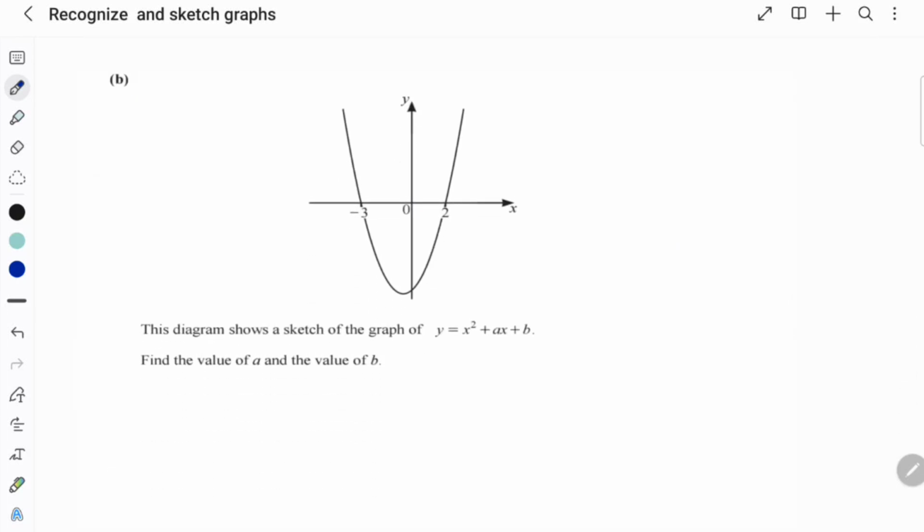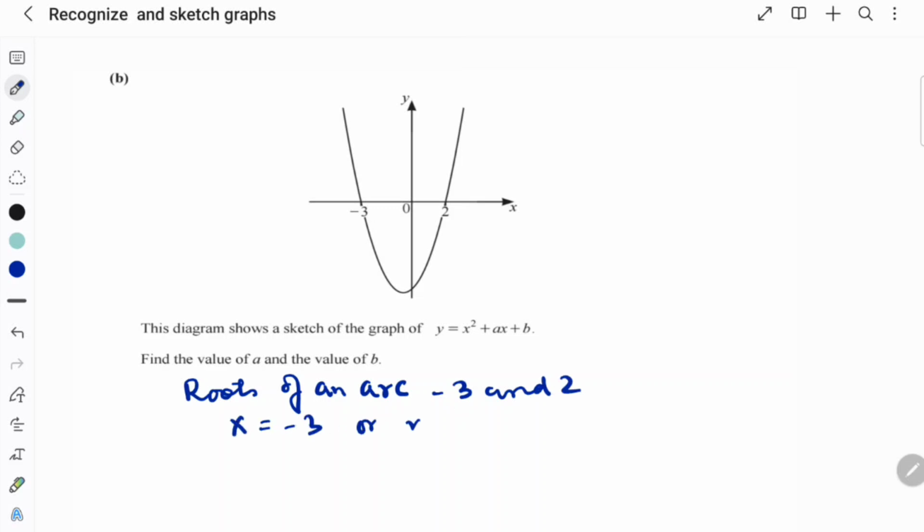Part B, we can see a curve of a quadratic equation where 2 and minus 3 are the answers, and it's opening upwards. The diagram shows a sketch of the graph of y equals x square plus ax plus b. Find the value of a and b. So it means we have two answers here. The roots of the curve are minus 3 and 2. It means x equals minus 3 or x equals 2.